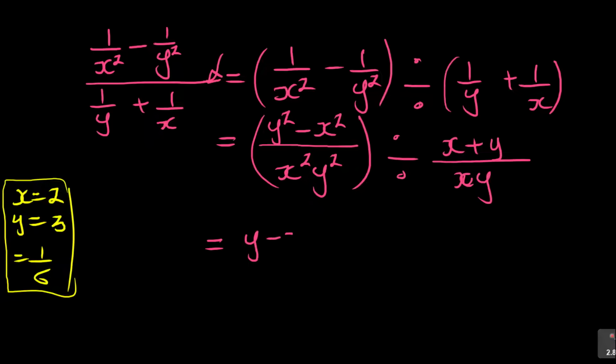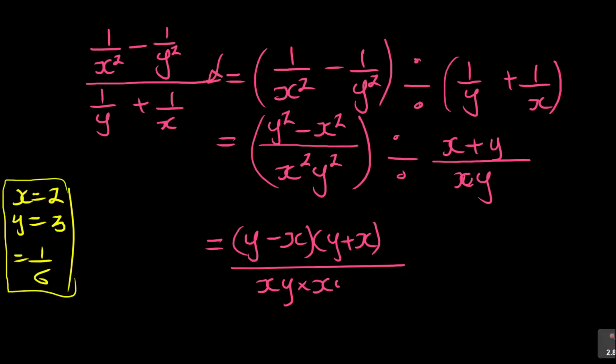It's y minus x, and then it's y plus x, or x plus y, whatever, over, this is x squared y squared. Now this is same as saying xy times xy. So x times x, y times y. Why? Because I want to match with that. You'll see what I mean. Then I say times. Remember, when you say times, what happens? This goes to the top, this goes to the bottom. You invert it. So it will be xy over x plus y.